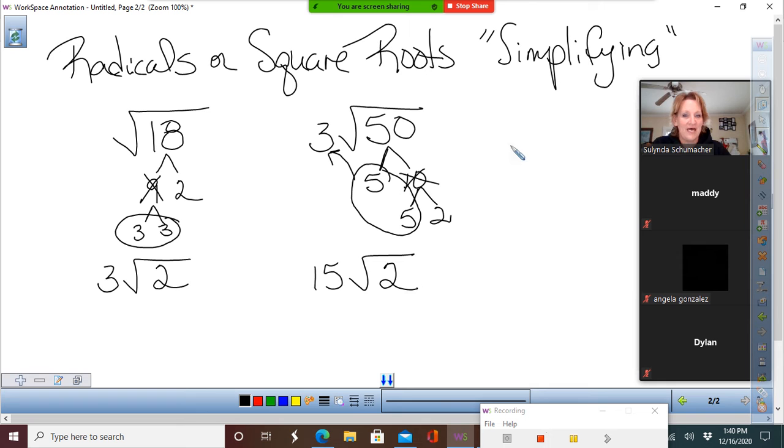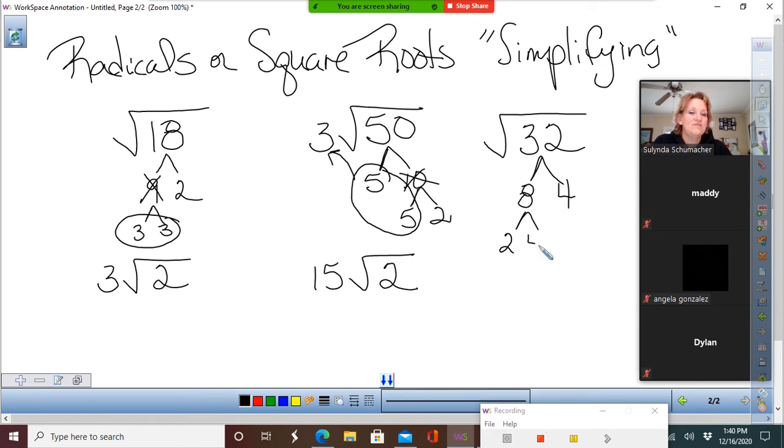Let's talk about one like this. How about we have the square root of 32? 32 is going to break down a lot. We can do 8 times 4. 8 can break down into 2 times 4. And 4 breaks down into 2 and 2. Cross that out. And this 4 breaks down into 2 and 2.